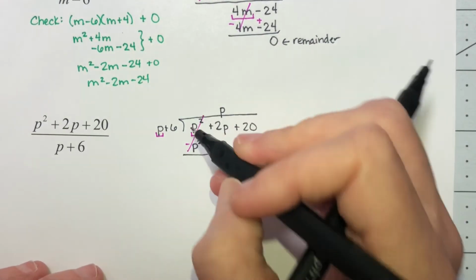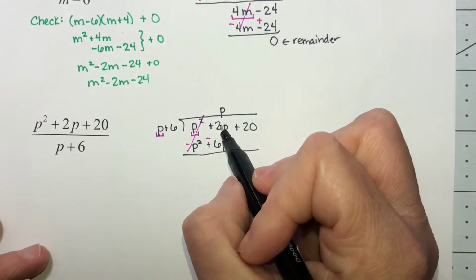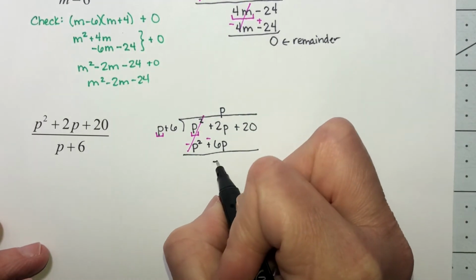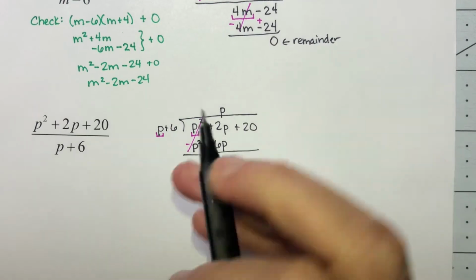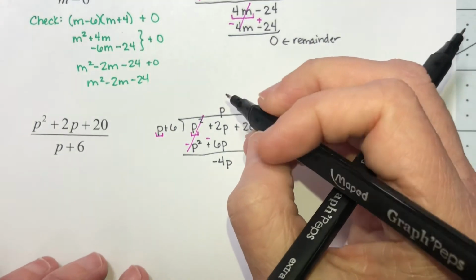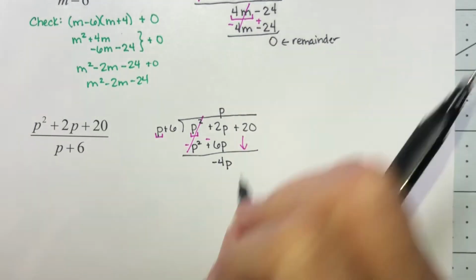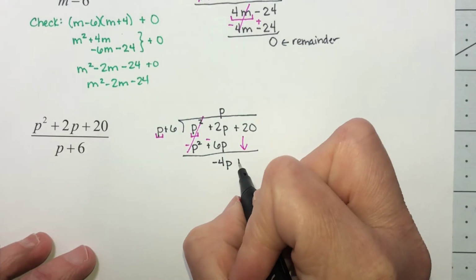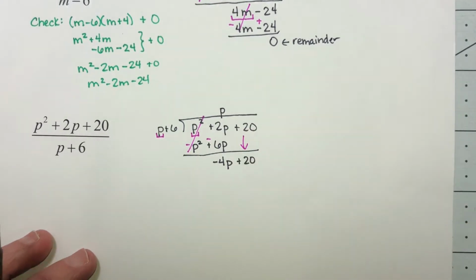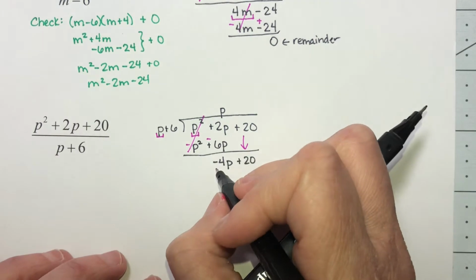First term cancels out as it should. 2 minus 6 will be a negative 4P. And then we bring down the plus 20. Repeat.